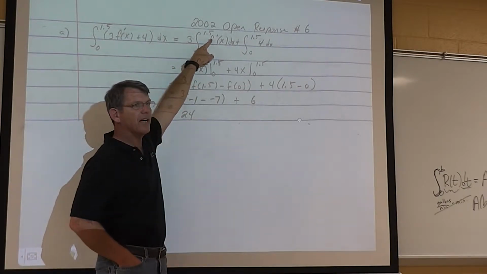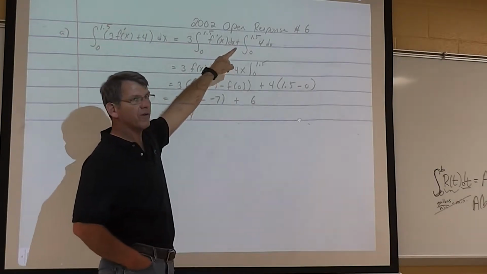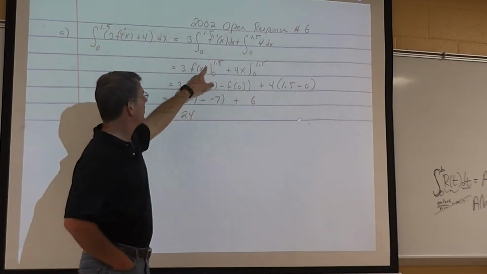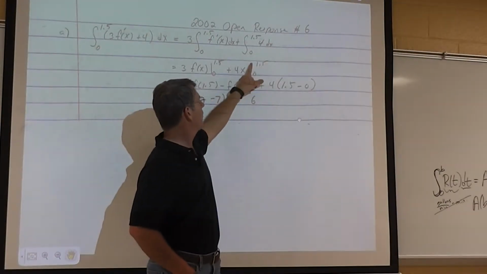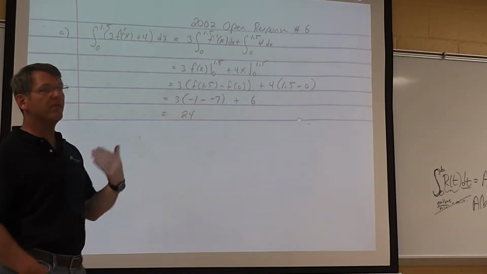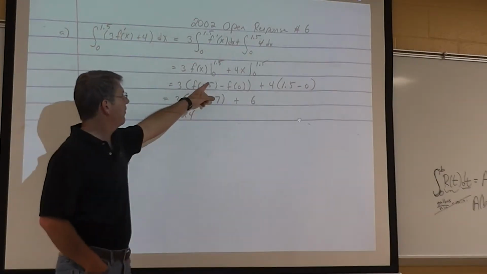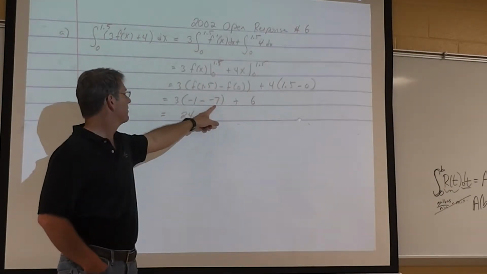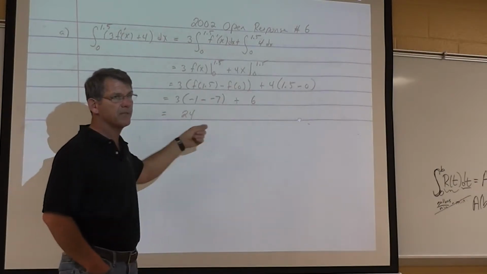When I integrate f prime, we're going to get f, evaluated from 0 to 1.5. When I integrate 4 dx, I get 4x, evaluated from 0 to 1.5. Subbing in upper minus lower, I get f of 1.5 minus f of 0, and over here I get 4 times 1.5 minus 0. Looking at the table of values, and this may be where some of you picked out the wrong numbers, f of 1.5 was given as -1. f of 0 was given as -7. This gives me 6 times 3 is 18. 18 plus 6 gives me 24.